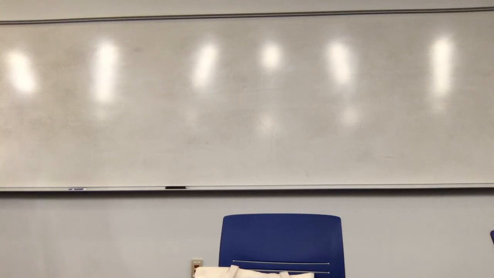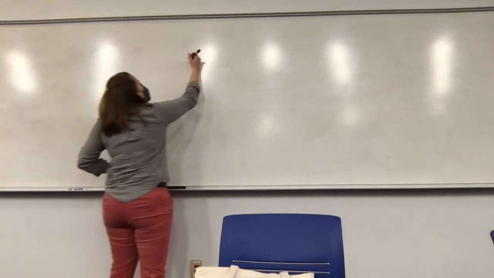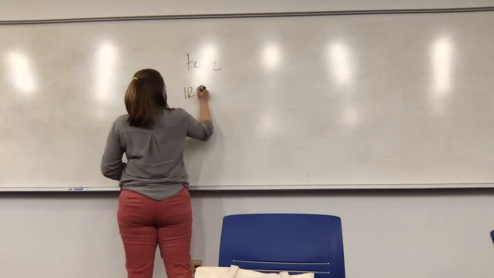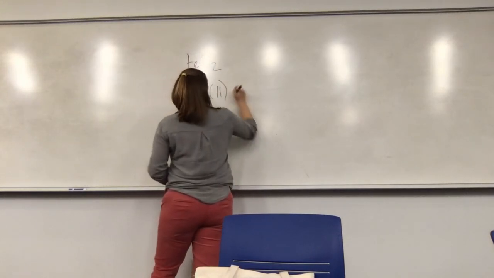Yeah? So for the periodic table, we just need to know the compound's name? So you'll need to be able to go both ways. So if I give you FeCl2 or iron 2 chloride.